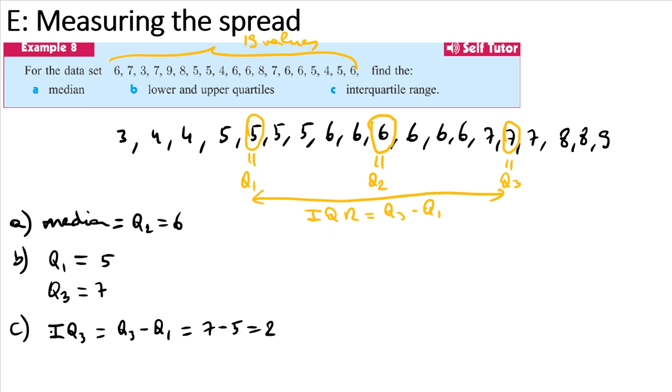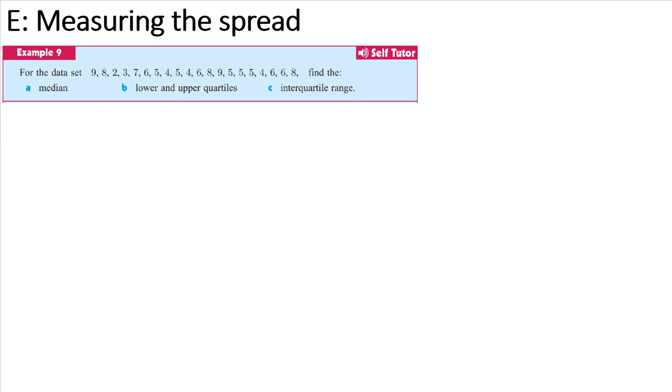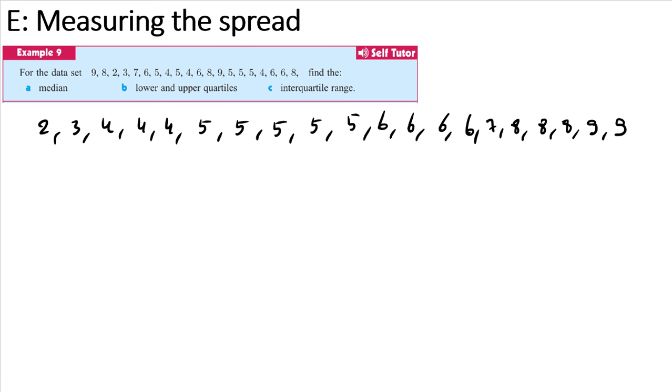Let's go to example 9 now. Same question, but a different data set. Let's order this data set from low to high again. If you order the data set, then we get this one, an ordered data set. And in total, we have 20 values in our data set.